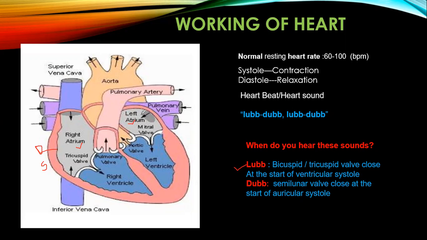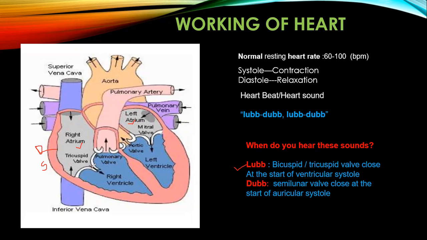Systole means contraction. Contraction means the walls of these chambers, the walls of the right atrium and the walls of the left atrium, will try to push the blood. They will contract, and they will push the blood to their respective ventricles. So the right atrium will move the blood to the right ventricle, and the left atrium will push the blood to the left ventricle. For that, you require a simultaneous movement of the valves.